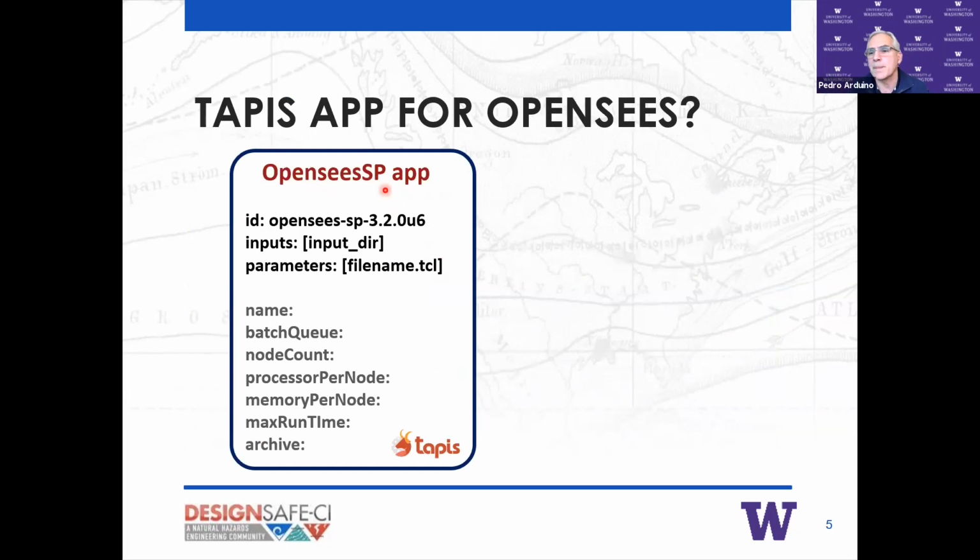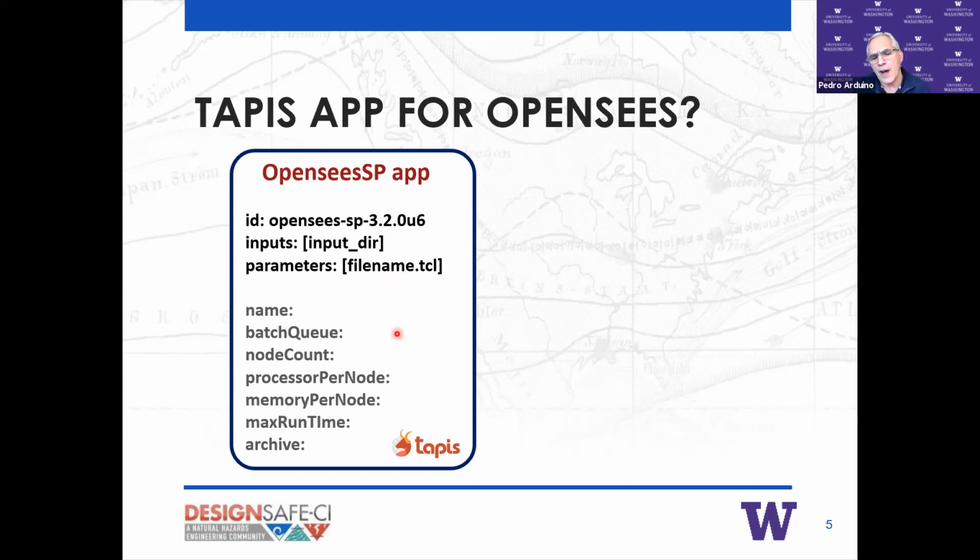So now you need to know a couple of things. For example, you need to know the name of that application or the ID of that application. And in this case, it's called all this name that you have here. You also need to say what is your input. And the input for this is just the input directory. Where do you have the data? You have also to tell some parameters. For example, for this application is the TCL file that you are going to be running in this OpenSees.